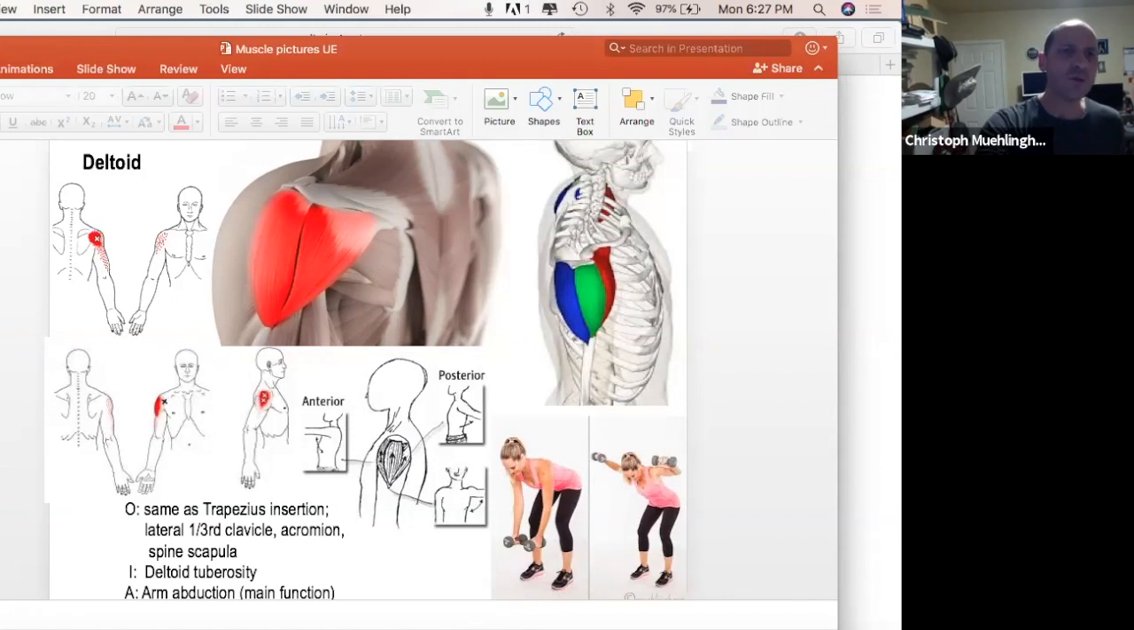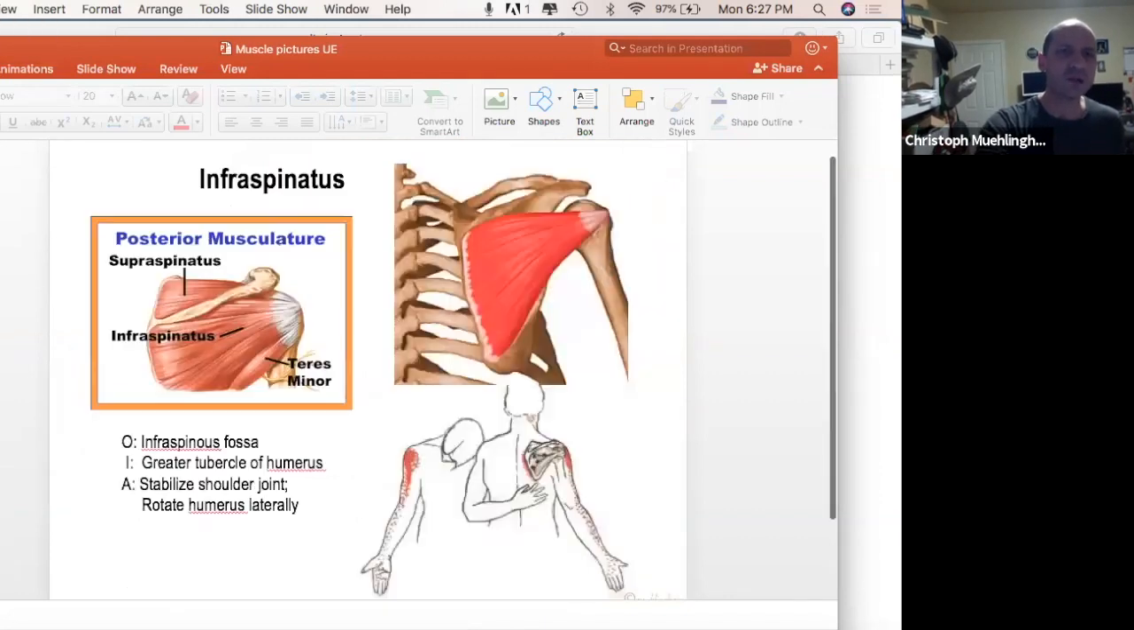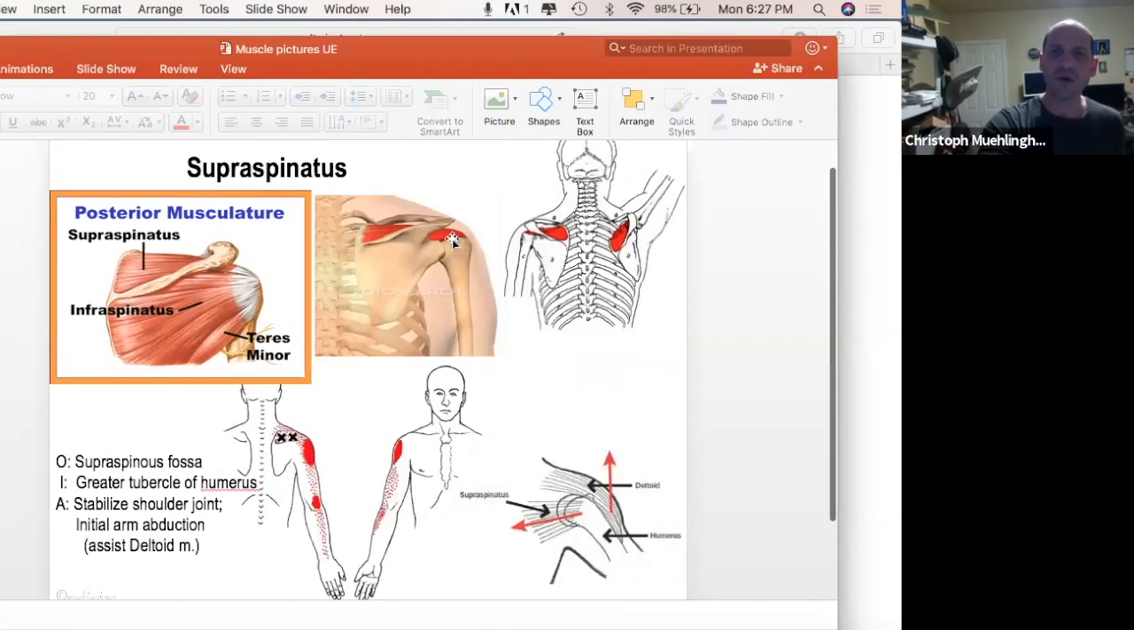And the supraspinatus, when it contracts up here, gives that advantage that it can contract here, and by doing so, it brings that initial abduction. It abducts that arm initially, and then after that, the deltoid can take over and finish the job up.